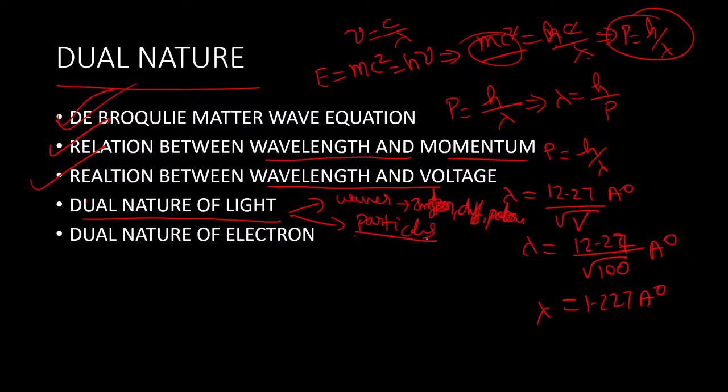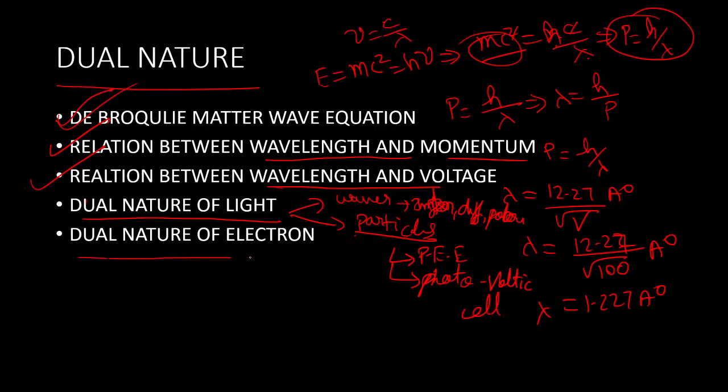Light is particle in nature, proved by the photoelectric effect and the solar photovoltaic cell. Okay, the solar cell also proves that light is particle in nature. The photovoltaic cell and the photoelectric effect show light is particle in nature.